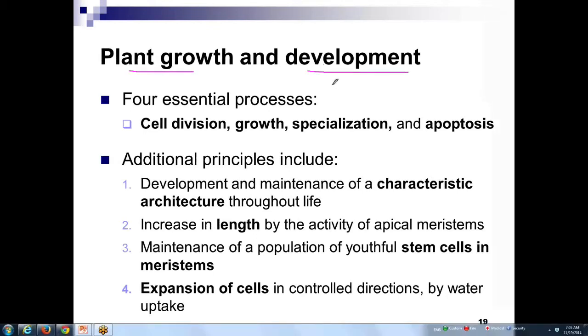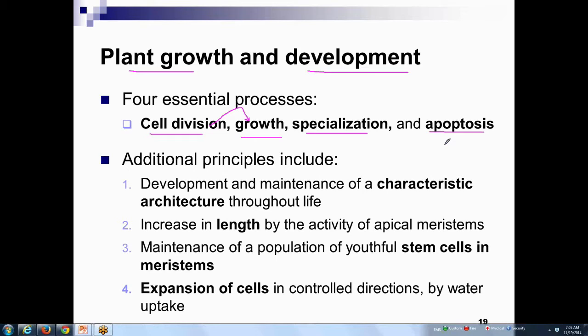But let's now zoom in. We've looked at the big picture. Now let's zoom in to the cellular level and begin to examine plant growth and development. So to grow and to develop, you have to have cell division, and growth, of course. Cell division leads to growth, and of course cells also increase in size. Then we'll see those cells become specialized, and then other times we'll see cells kill themselves in the process of apoptosis or cell suicide. So these four processes are going to essentially cause a plant to grow and develop as it should.